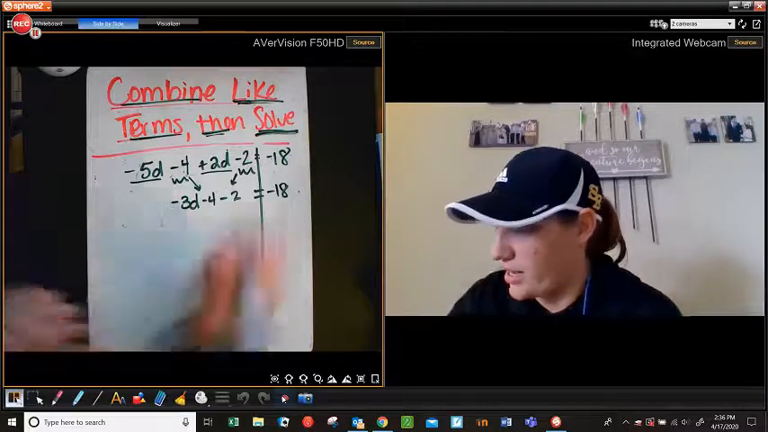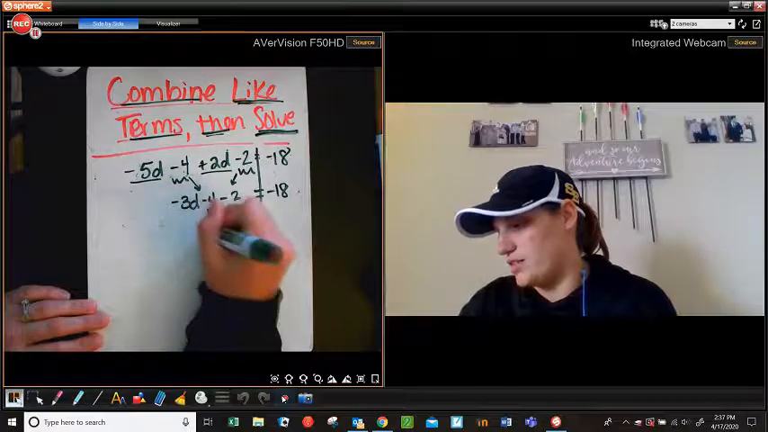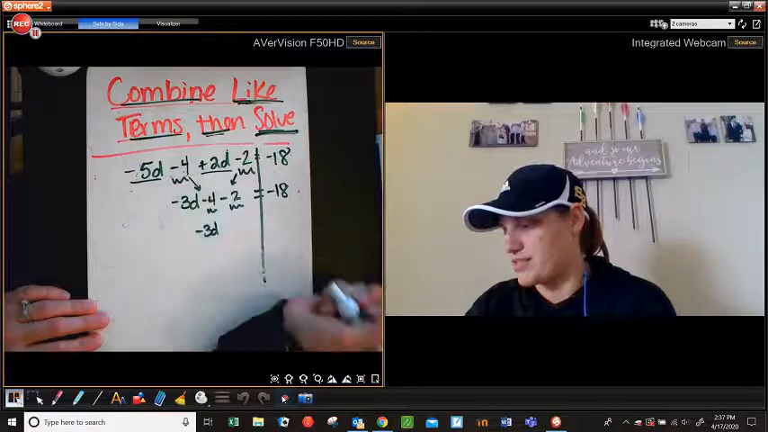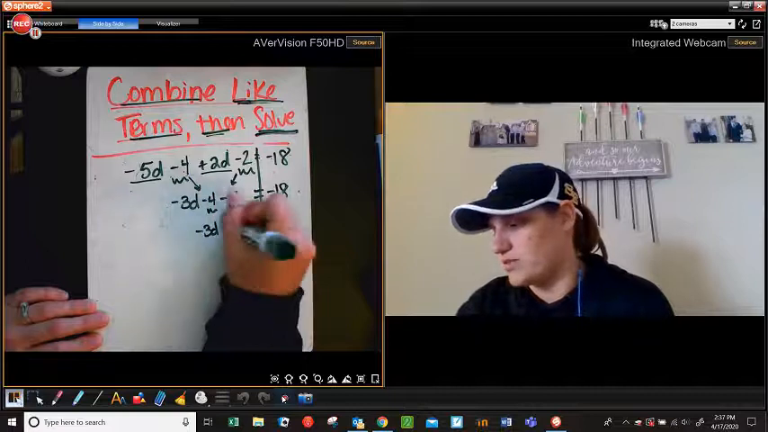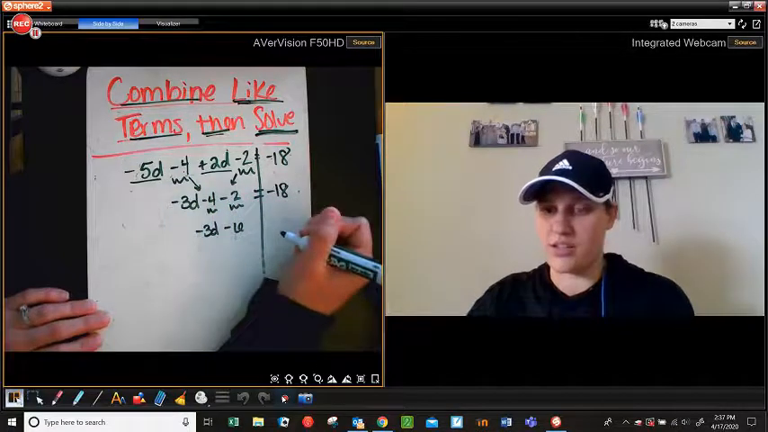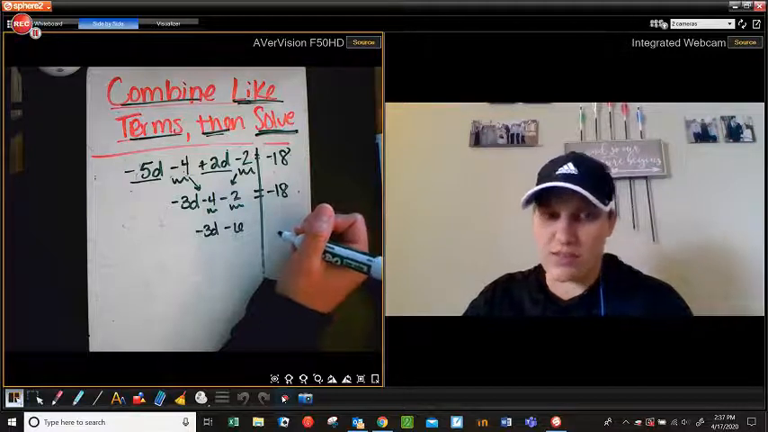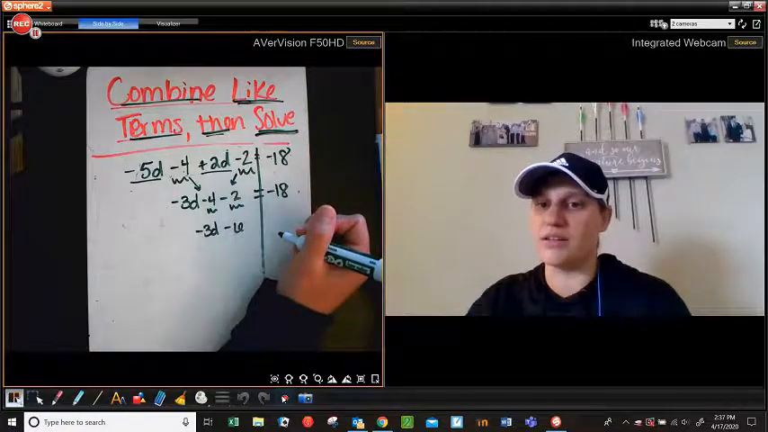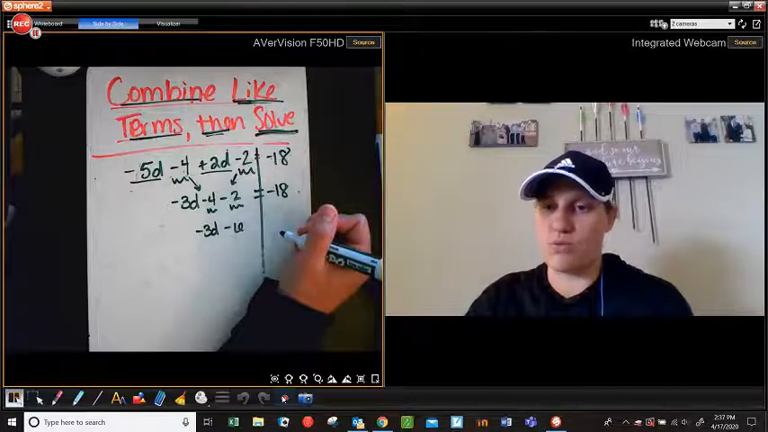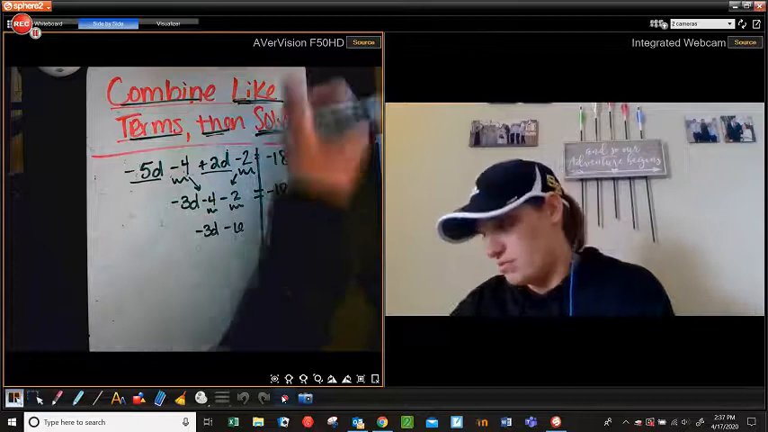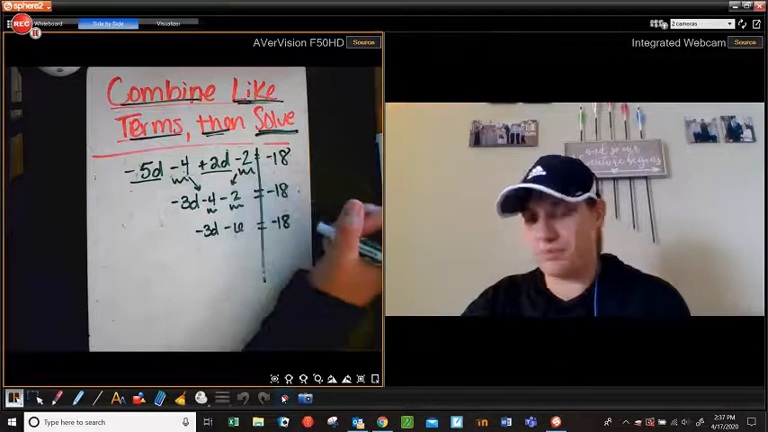Alright, now I can combine negative 4 and negative 2. So negative 3d gets a free pass to the next line. Negative 4 minus 2 would give me negative 6. Again, integer operations. If you are still struggling, reach out and I will give you some helpful sites, helpful practice, helpful videos to get you over that hump. Bring your equal sign down. Negative 18 gets a free trip.